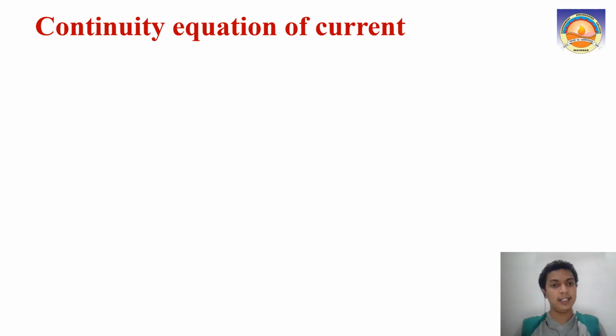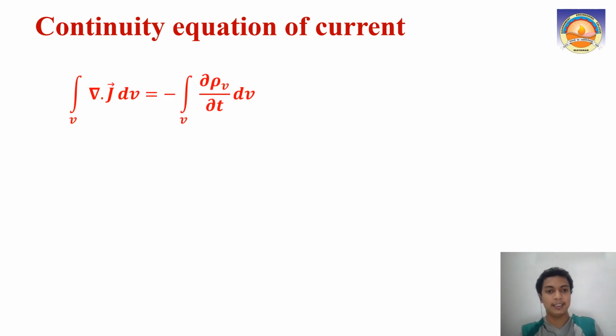Let us get into the next part. This much is already clear, that the integral of del dot j dv is, after applying the divergence theorem, the j dot ds over the closed surface, which when we convert into a volume integral becomes del dot j as per the divergence theorem. That will be equal to what? Minus dq by dt. We have written it as the partial differentiation of volume charge density. So minus the integral over volume of dou rho v by dt dv.